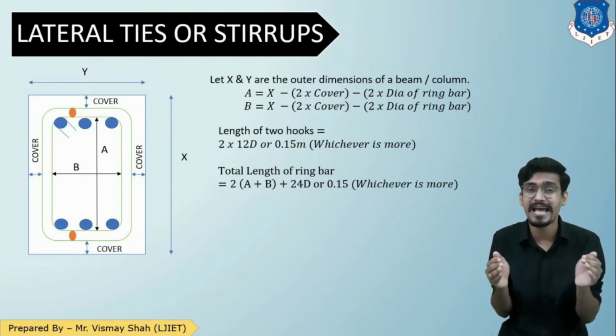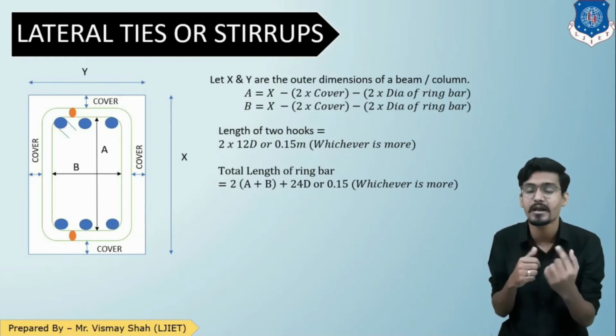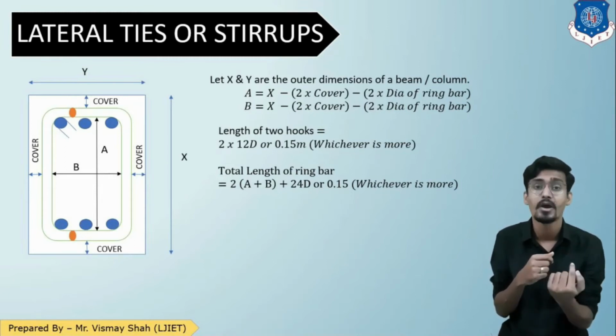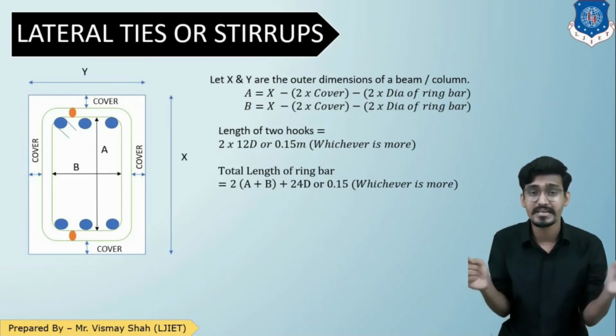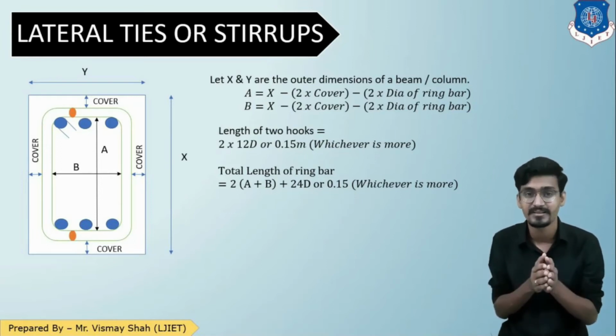After finding out this length, you need to tell the steel mason or the steel laborer that he needs to prepare a ring of this much dimension in L or B or in the rectangular shape. But first he needs to cut the reinforcement bar of this much L length.